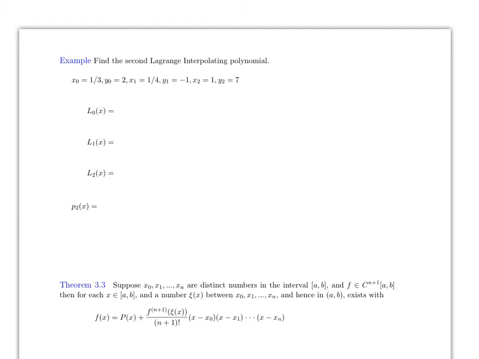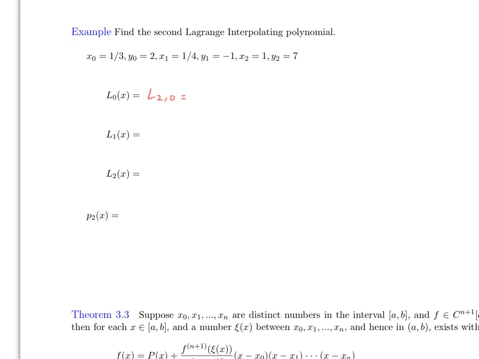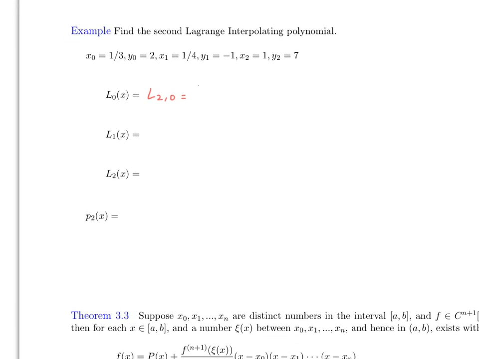So remember, this is what we call L20, and if we use the formulas, this is going to be again x minus x1, x minus x2, then on the bottom this will be x0 minus x1 times x0 minus x2, and then we do exactly the same thing we did for the other ones. X minus 1/4, x minus 1.